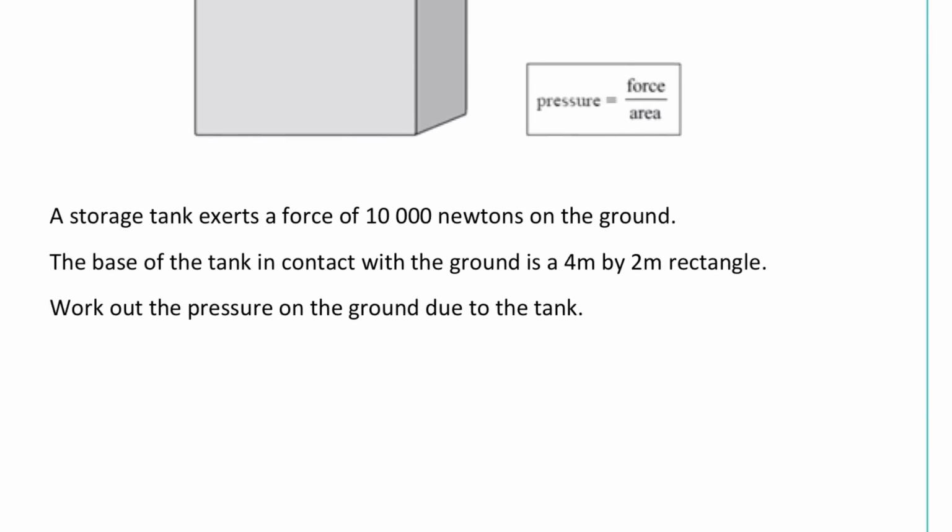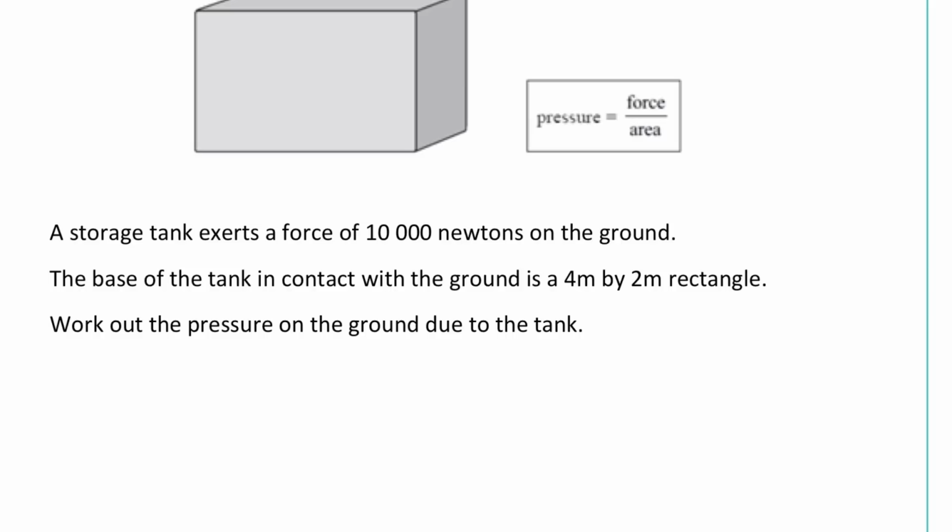We are looking at pressure, force, and area. It's a relatively nice one here, but it says a storage tank exerts a force of 10,000 newtons. So we've got quite a large number to use on a non-calculator paper, but the force is on the top just here. It wants us to work out the pressure, so we need to know the area. It says the base of the tank in contact with the ground is a 4 metre by 2 metre rectangle. So this length along the bottom is 4 metres, and this one is 2 metres.